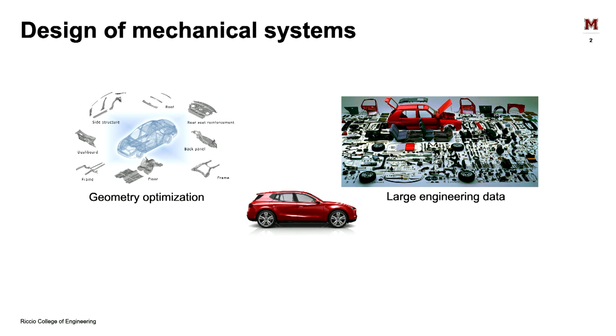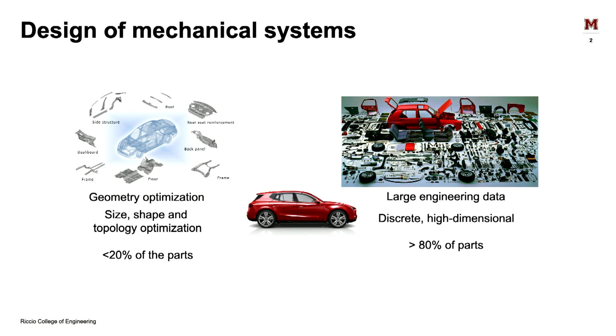And if you look at the average distribution, about 20% of the parts that go into a car are these continuous geometries. A car typically has about 30,000 parts, and out of that, about 25,000 parts come from catalogs, which are typically these repositories of engineering data. They're discrete, high-dimensional. Most of the area of geometry optimization is well studied in size, shape, and topology optimization. So I set out asking the question, how do we actually integrate this space?